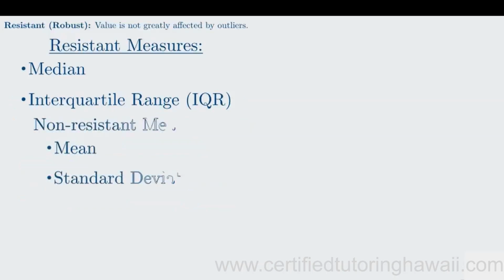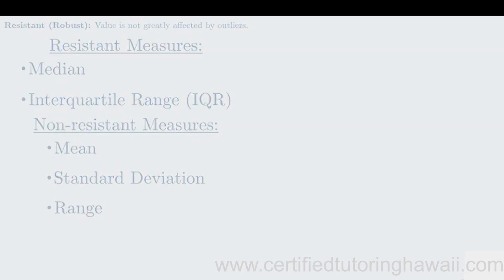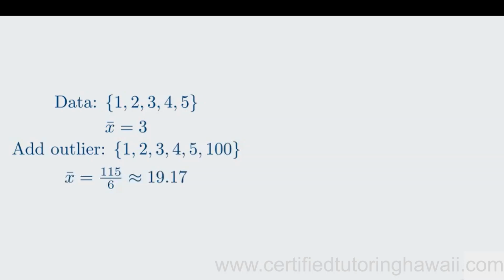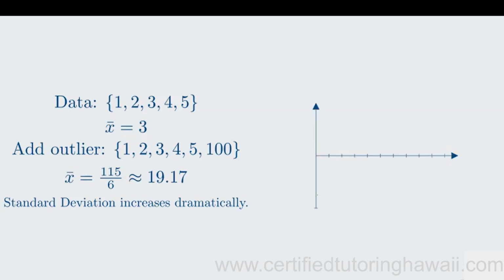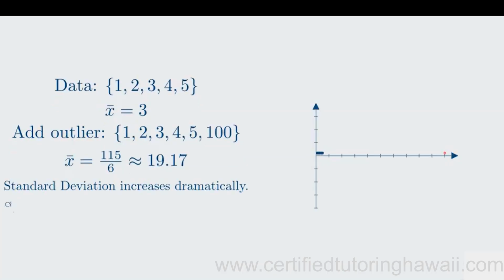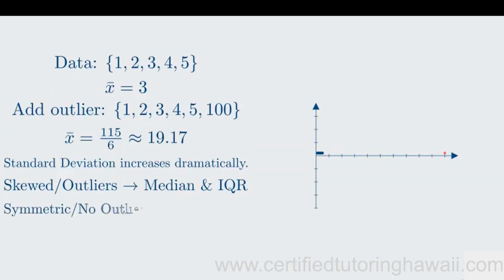On the other hand, the mean, standard deviation, and range are non-resistant. Think about it. If we take a small dataset and add a value of 100, the mean will jump significantly to account for that large value. Similarly, the standard deviation will skyrocket because that outlier is very far from the mean. As a rule of thumb, if your data is skewed or has clear outliers, use the median and IQR to describe the center and spread. If the data is roughly symmetric and has no outliers, the mean and standard deviation are the preferred measures.